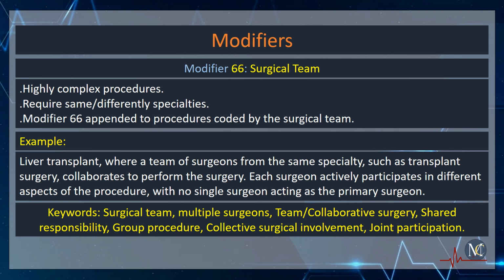Surgical team collectively performs the procedure, acknowledging the shared responsibility and collaboration among the surgeons involved. Each surgical team member should submit the same procedure code with modifier 66, which indicates that a team of surgeons was required for the procedure. Keywords associated with CPT modifier 66 include surgical team, multiple surgeons, team or collaborative surgery, shared responsibility, group procedure, collective surgical involvement, and joint participation.